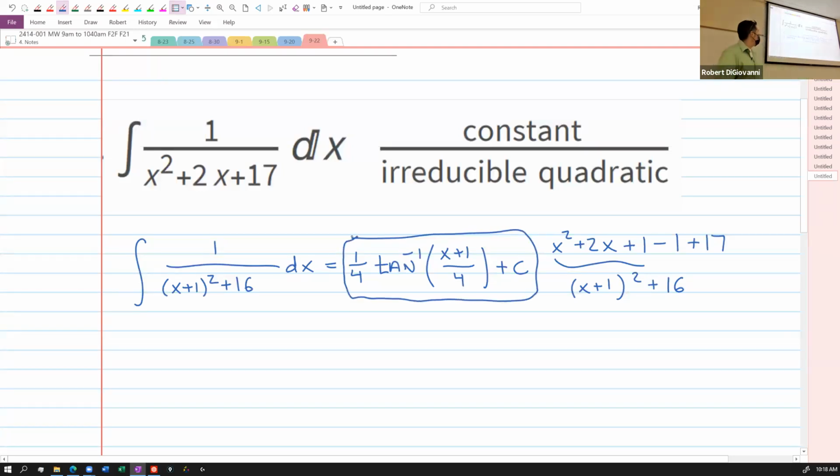All right, is that what y'all got for the first one? 1/4 inverse tangent of x plus 1/4. Yeah? Do we have any questions on that? We're good?